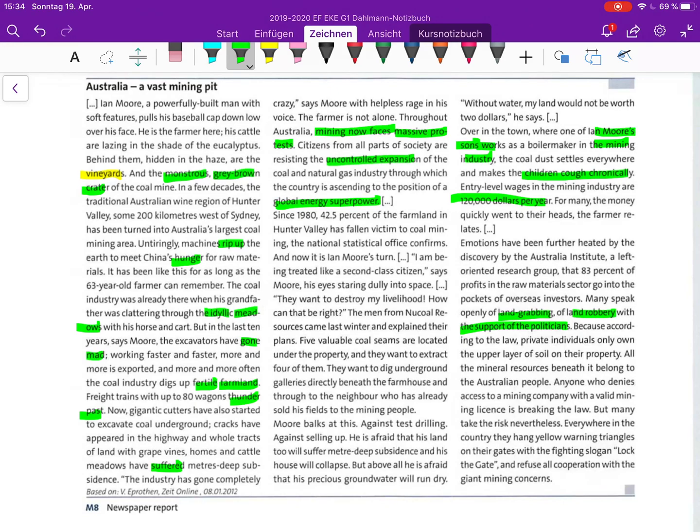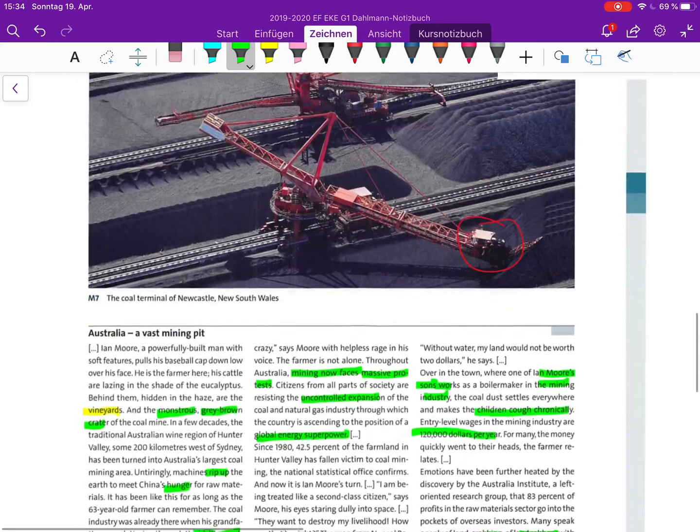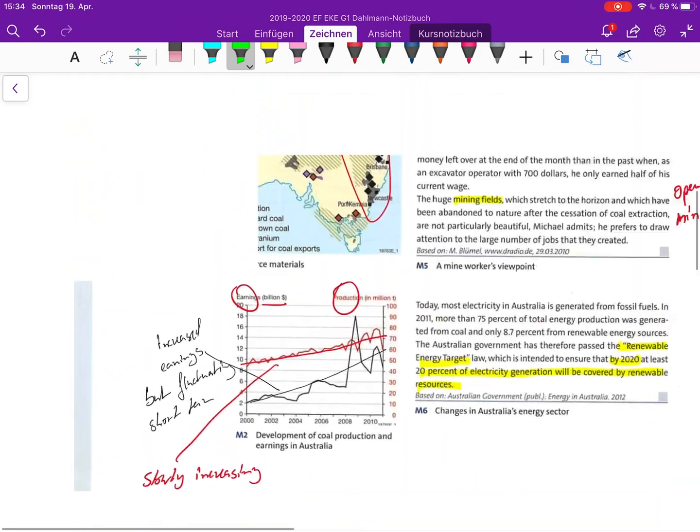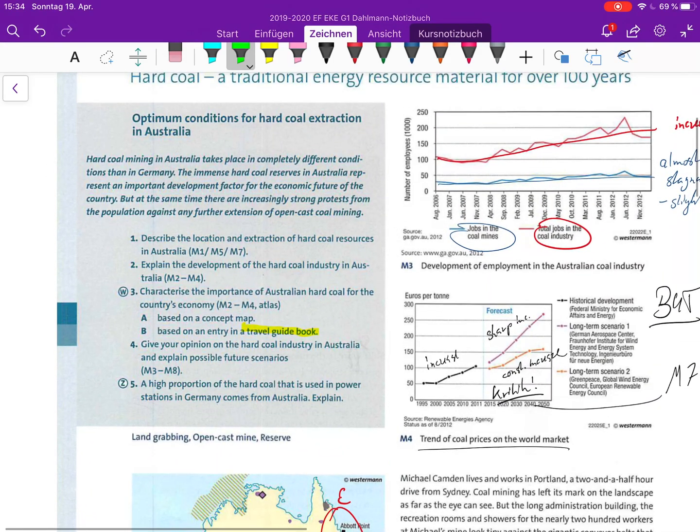So, there are a lot of protests starting against the destruction of the environment in Australia, as was shown here. Now we're just buying it from Australia, and now they are starting to protest. So give your opinion, and also the future scenarios. Well, that's up to you, I guess.